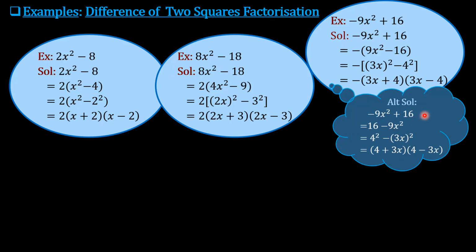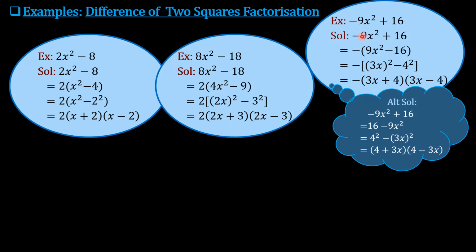Alternate solution is if we just rearrange this, instead of taking a minus as a common factor out, we can just rearrange this one. So minus 9x square plus 16, we can write down 16 minus 9x square. Then 16 means 4 square and 9x square means 3x whole square. So now we can apply a square minus b square equal to a plus b times a minus b formula. So 4 square minus 3x whole square equal to 4 plus 3x times 4 minus 3x.